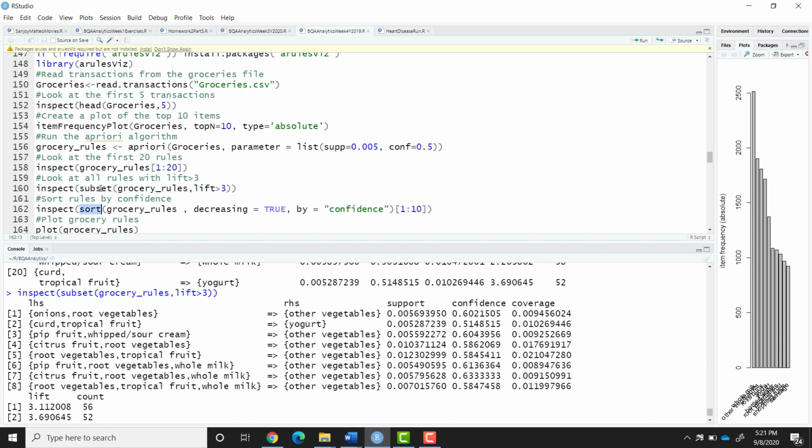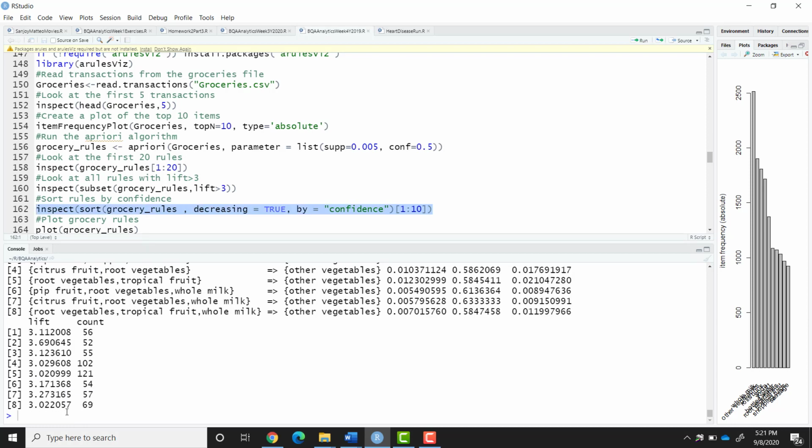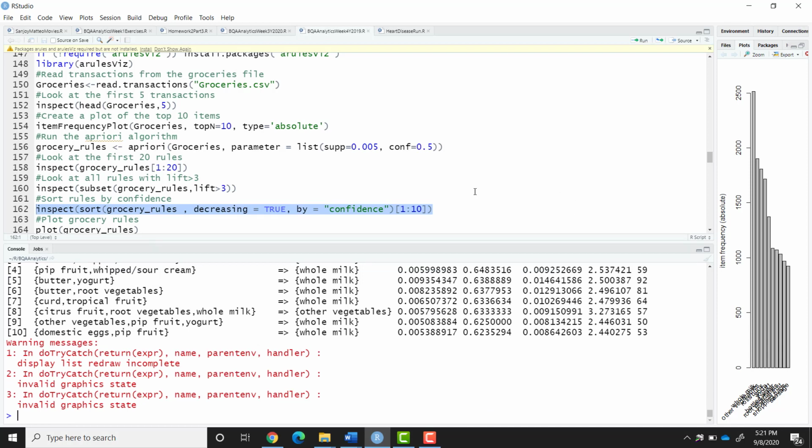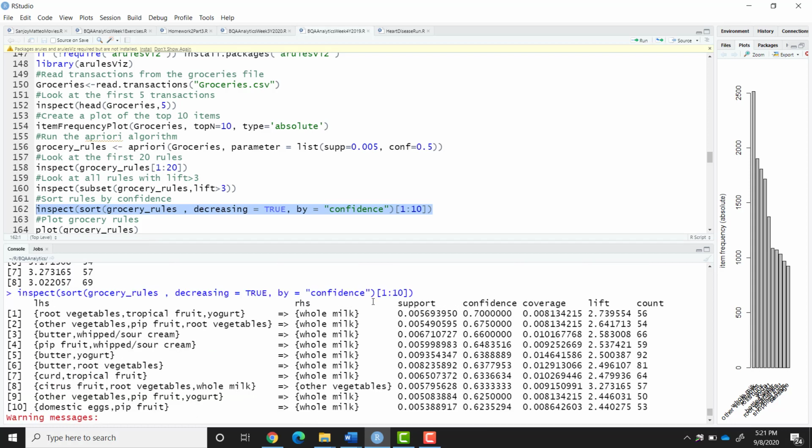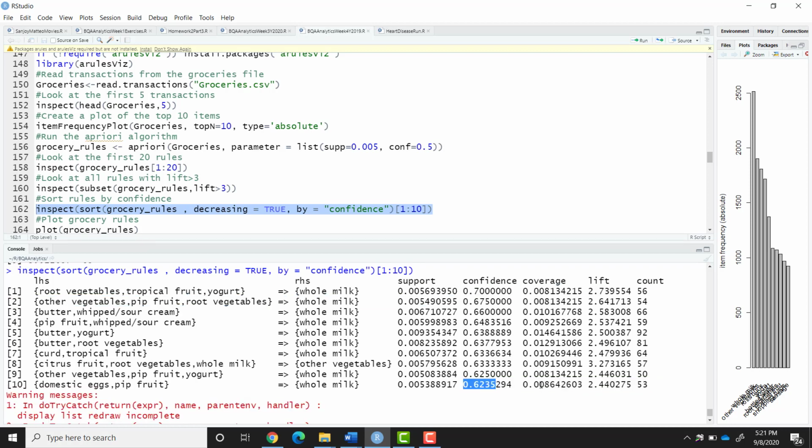And what we can also do is we've got the subset command. We also have the sort command. And basically, we're sorting all our rules. We can say decreasing true or false, whether it's increasing or decreasing. But generally, we want the highest one first, followed by the next ones going down. We sort them by confidence, and we choose the top 10 rules. And here we have the top 10 rules sorted by confidence. The highest one has a confidence of 0.7, and the 10th has a confidence of 0.62. And these seem to be mostly ones involving whole milk.